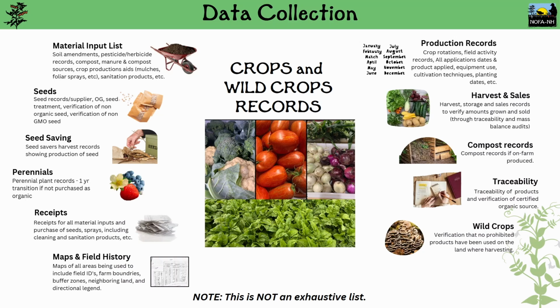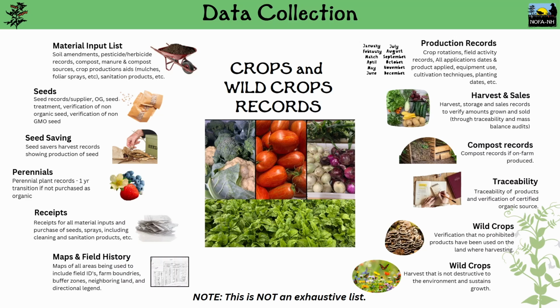Wild crops, although a separate scope of production, require many of the same records as crops. A few additional requirements include verification that the land has not had any prohibited substances used where harvest is taking place. Records for wild crop harvesting have to show that the harvest has not caused any destruction to the environment and that sustained growth is taking place.